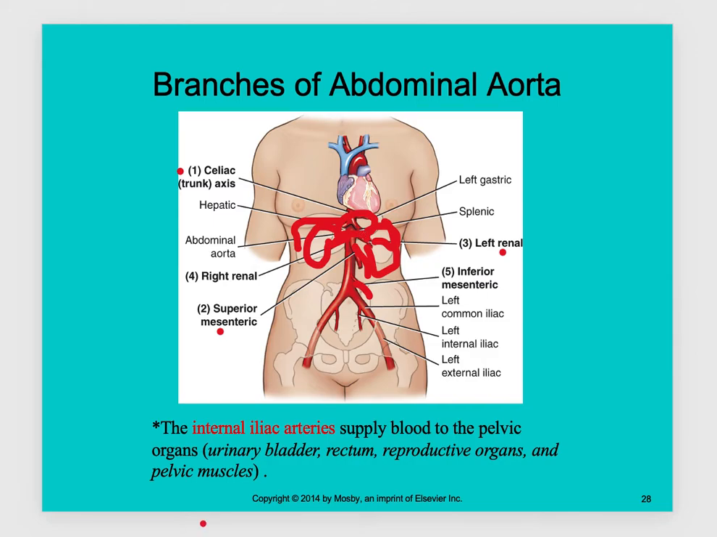The superior mesenteric artery, so we talked about the superior mesenteric artery, supplies blood to the pancreas, most of the small intestines, and portions of the right side of the large intestines. The inferior mesenteric artery originates from the aorta, and blood is supplied to portions of the large intestine. And then the right and left renal arteries supply blood to the kidneys.